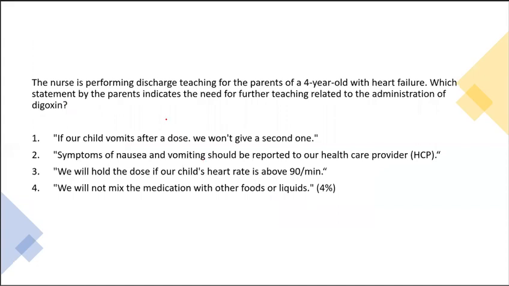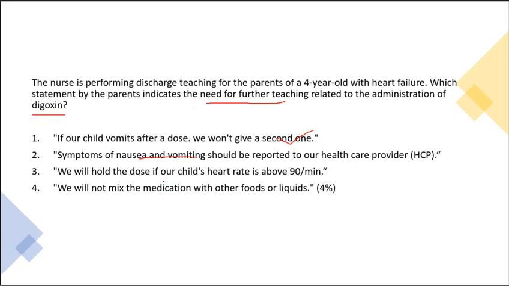Okay, so the nurse is performing discharge teaching for the parents of a 4-year-old with heart failure. Which statement indicates the need for further teaching related to the digoxin administration? Okay, so if the parent says, if our child vomits after a dose, we won't give a second dose, well, that is good. We shouldn't repeat the dose. We won't need further teaching. How about number 2? Symptoms of nausea and vomiting should be reported. Okay, so we said this could indicate early signs of digoxin toxicity. So if she says that, we don't need to carry out further teaching.